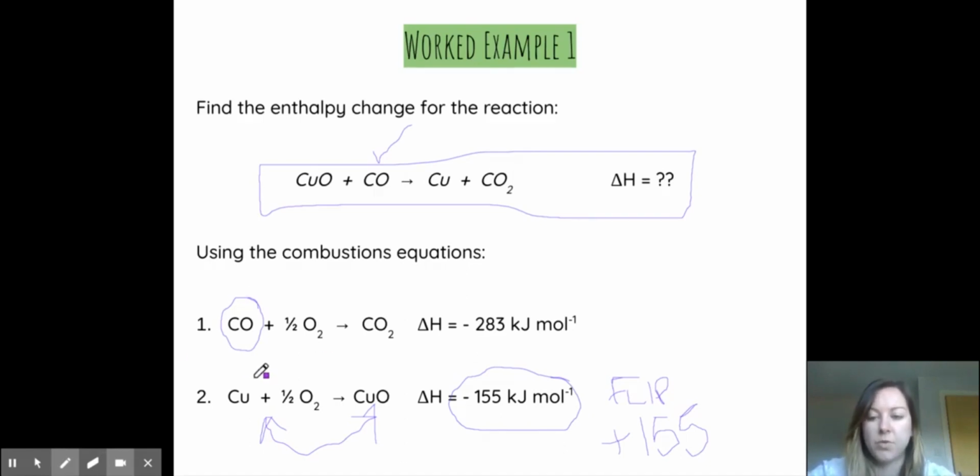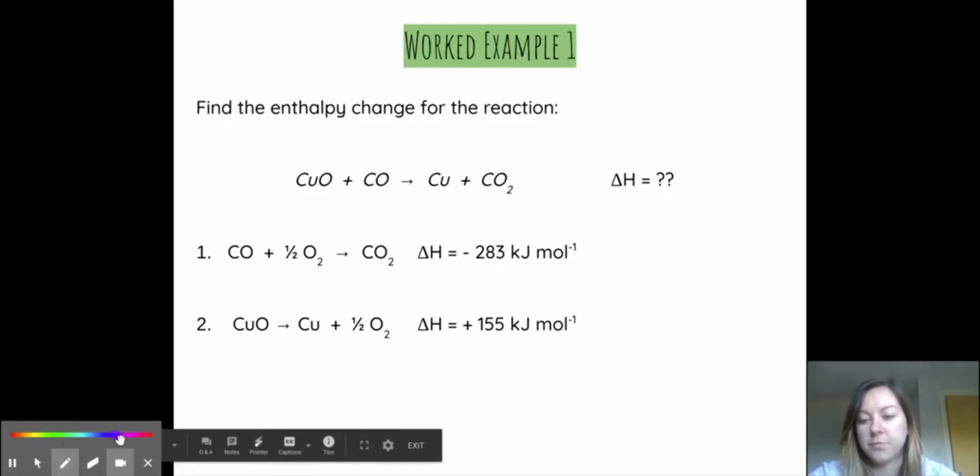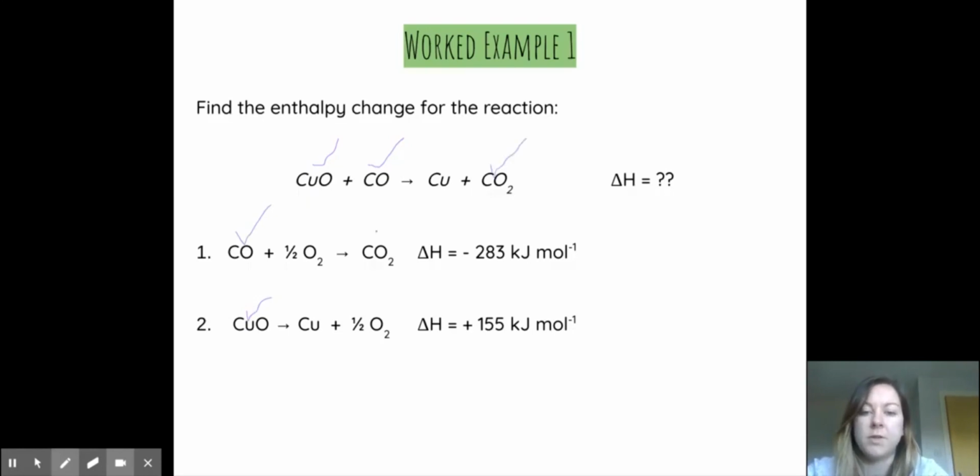Please remember that. If you don't remember to do that, it'll mess up your entire answer. With the equations flipped though, we should have both reactants on the side of the equation that we want. So all we do now that we have our equation is cancel out any other species that we don't need. So we've got our copper oxide where we want it. Tick those off. We have our carbon monoxide where we want it. And we also have our carbon dioxide on this side of the equation. Our copper is here and here. So that is the target equation matched.